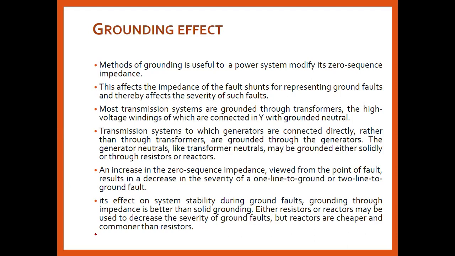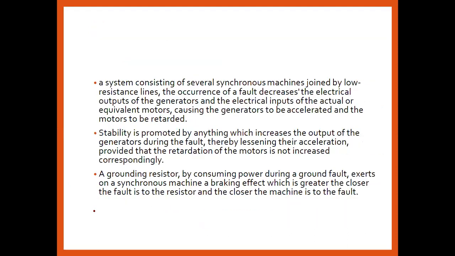So the different apparatus like the transformer, generators, or the transmission line should be grounded to modify the zero sequence impedance, and improving the zero sequence impedance directly decreases the severity of the ground fault, which is essential to improve the stability of the power system. The system generally consists of several synchronous machines which are connected to the infinite bus. The occurrence of a fault generally decreases the electrical output of the generator, and therefore the mechanical input causes the generator to oscillate, and the machine is retarded.